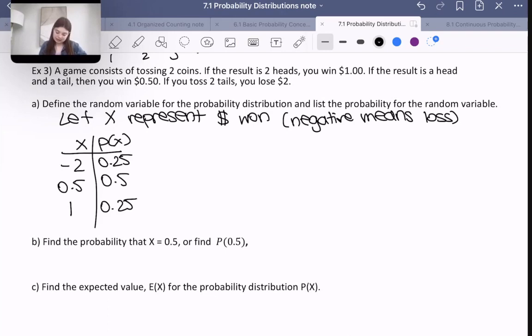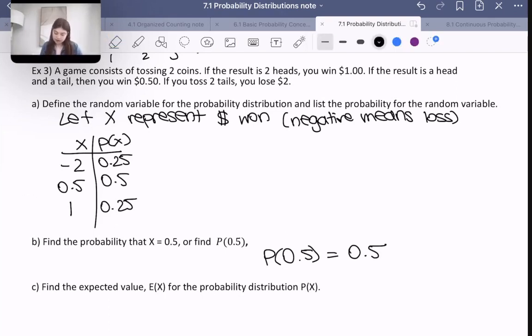Next, it says find the probability that x is 0.5, right? So what is that probability? Well, this chart we just made tells us that the probability of winning 50 cents is 50%. Now, that's just a coincidence that it's the same thing for both. It won't always be. But in this case, the probability of winning 50 cents is actually 0.5, right? Half the time. If we keep playing this game 100 times, about 50 of those times, we will have won exactly 50 cents. Good.